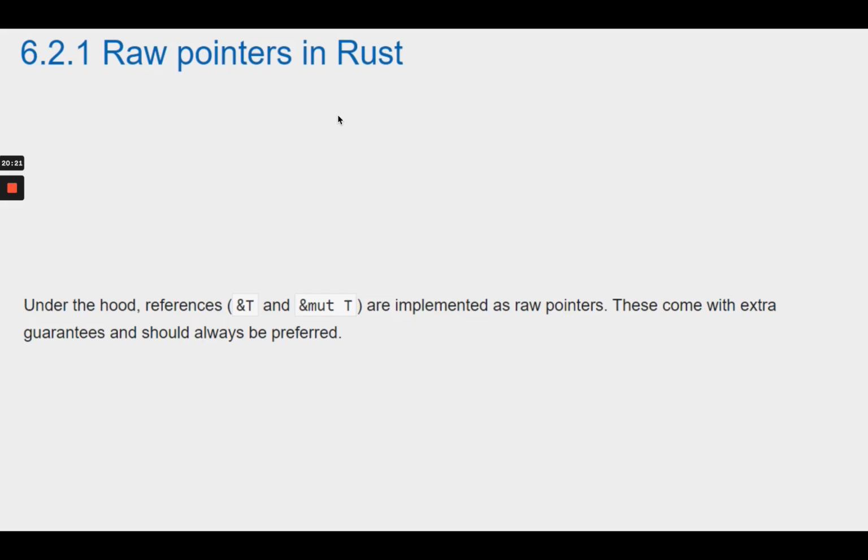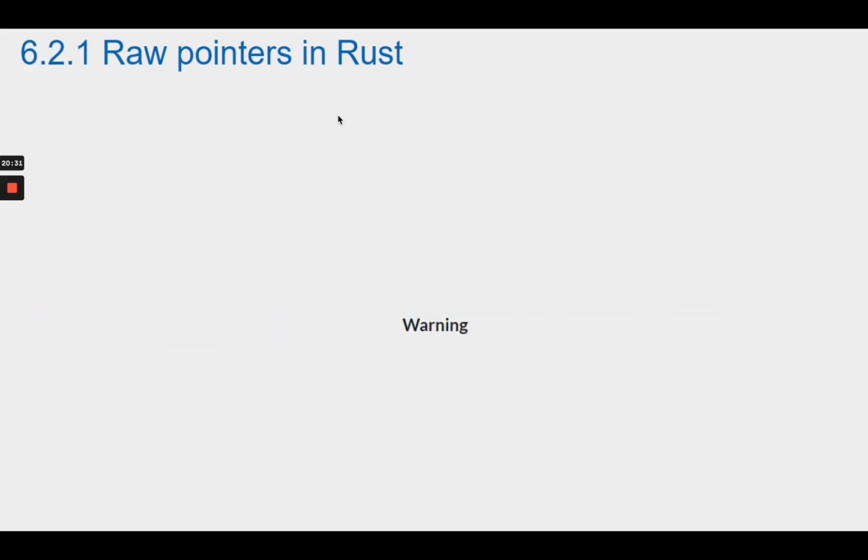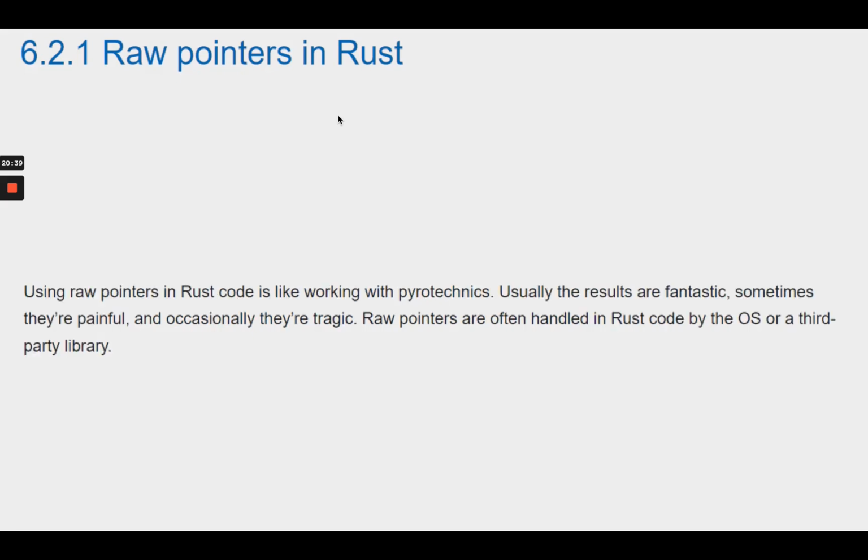Under the hood, references &T and &mut T are implemented as raw pointers. These come with extra guarantees and should always be preferred. Warning: accessing the value of a raw pointer is always unsafe. Handle with care. Using raw pointers in Rust code is like working with pyrotechnics.